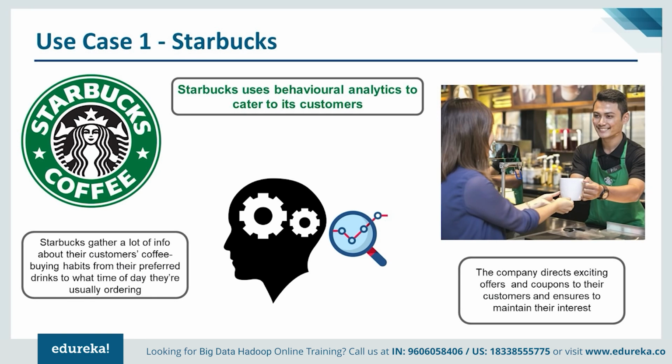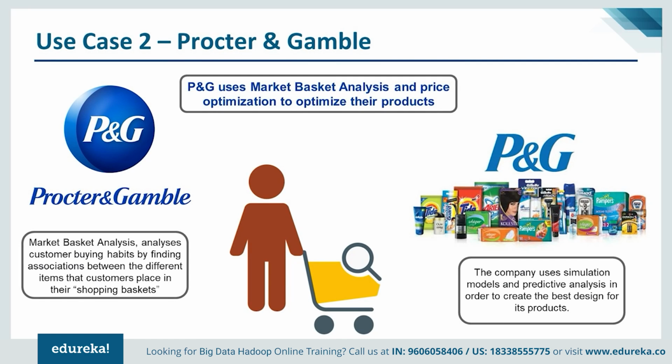Now let's move on and see the second use case that I want to share with you guys. The second use case is of P&G, Procter and Gamble. Procter and Gamble uses market basket analysis and price optimization to optimize their products. Market basket analysis analyzes customer buying habits by finding associations between the different items that customers place in their shopping baskets. This is exactly what market basket analysis does.